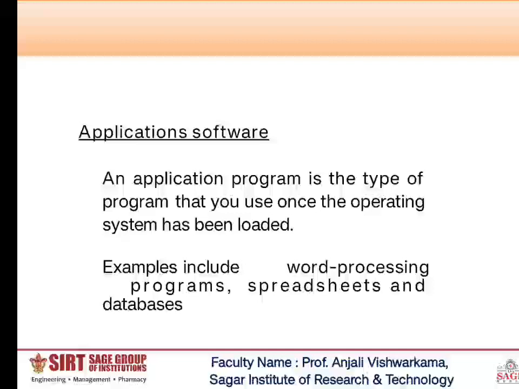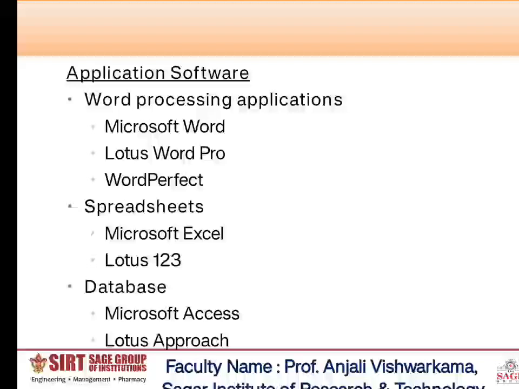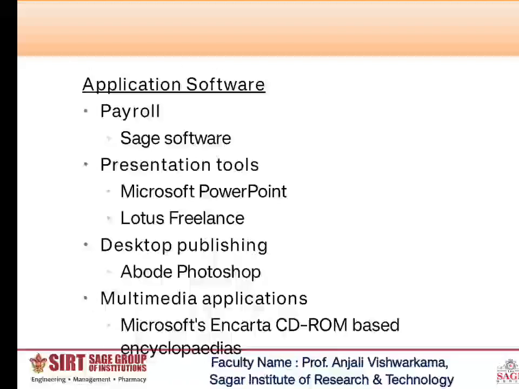Some examples of application software are MS Office, word processing programs, spreadsheets, and databases. For word processing: Microsoft Word, Lotus Word Pro and WordPerfect. For spreadsheets: Microsoft Excel and Lotus 123. For databases, we can use Microsoft Access and Lotus Approach. For presentation tools: Microsoft PowerPoint, Lotus Freelance. For desktop publishing: Adobe software, Photoshop. For multimedia applications, we use Microsoft Encarta CD-ROM based.